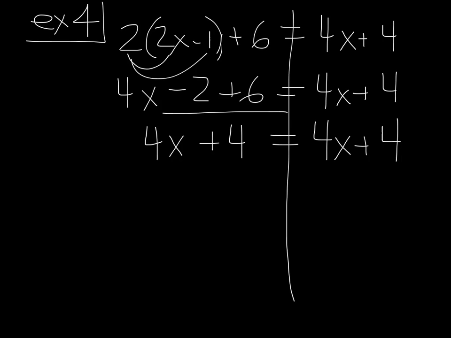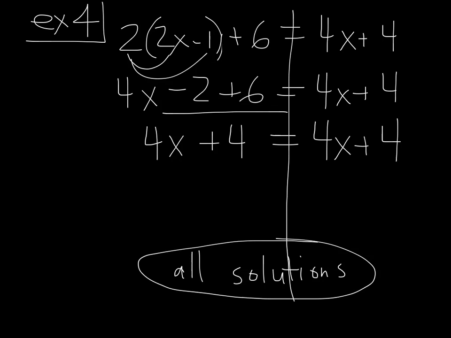They're exactly the same thing. So what you might notice is, no matter what we plug in for x, you're going to multiply it by 4, then add 4 on both sides. So what that means is, no matter what we throw in there for x, we get both sides equal, which means every single number we plug in will work. So what that's called is all solutions. I mean, literally, every number you plug in will give you a correct equation.